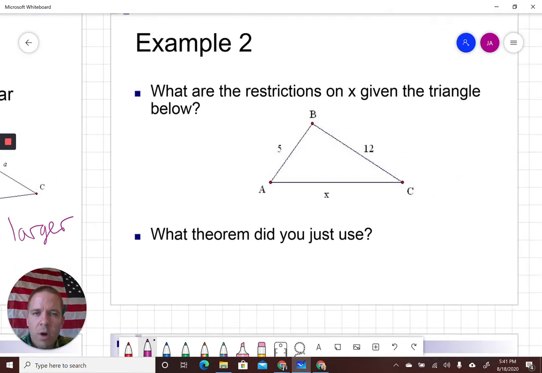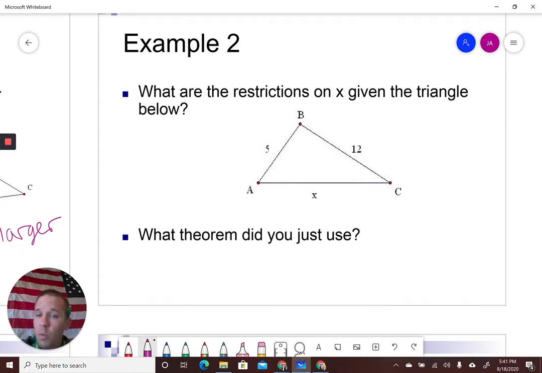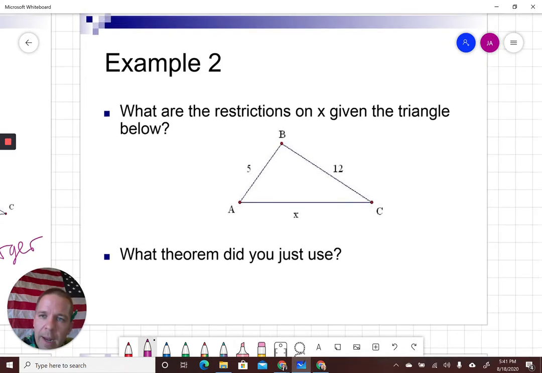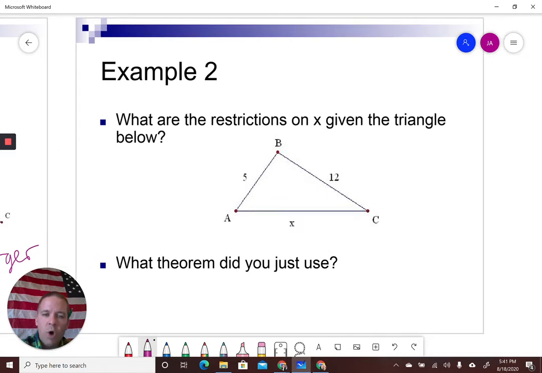So here it says, what are the restrictions on x given the triangle below? What theorem did you just use? Spoiler alert, probably the one we just learned. But anywho, let's do it. So what can I have for my length of x? Well, there's going to be a minimum amount and a maximum amount.